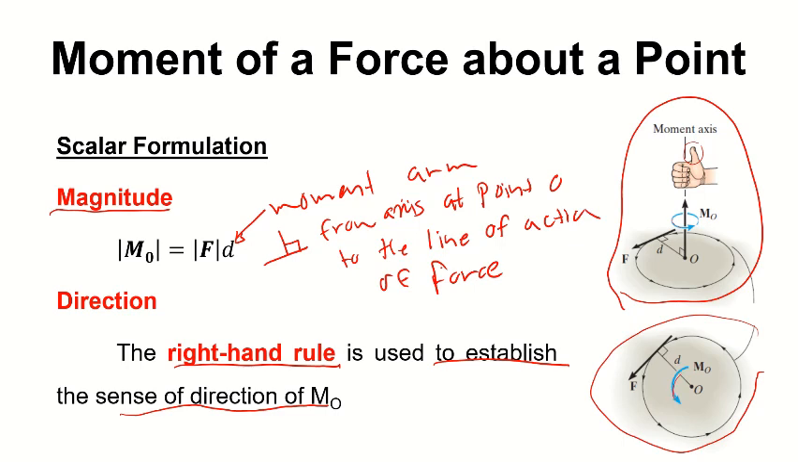So this is how a moment can be represented. This is the three-dimensional view. This is the two-dimensional view, right? In the three-dimensional view, we use a curl around the arrow to represent the moment vector, right? In two dimensions, just a curled arrow represents the moment vector, right?